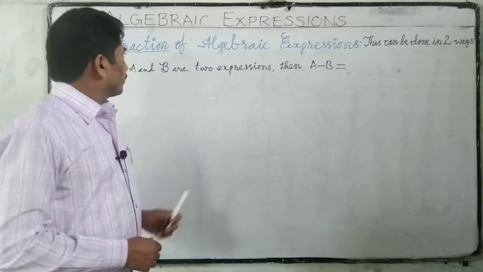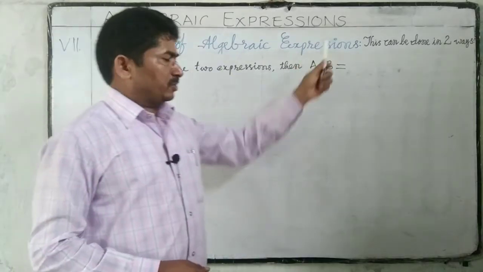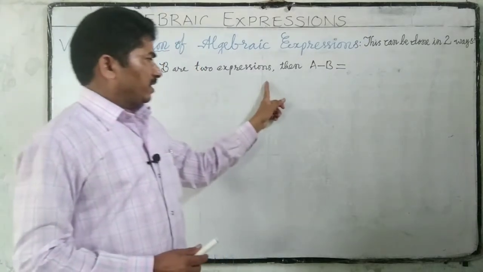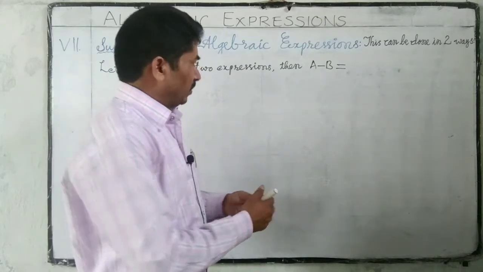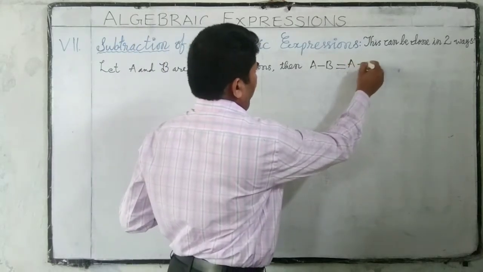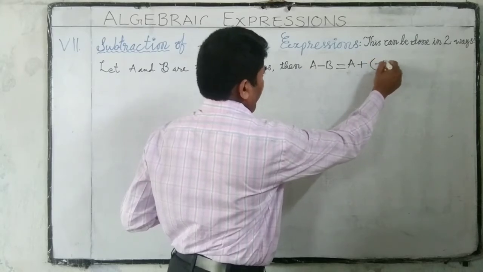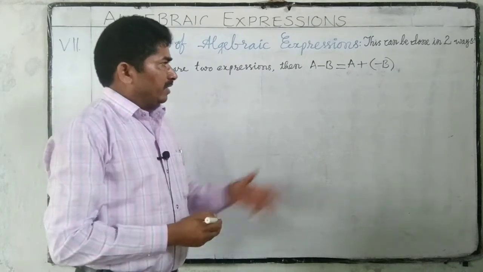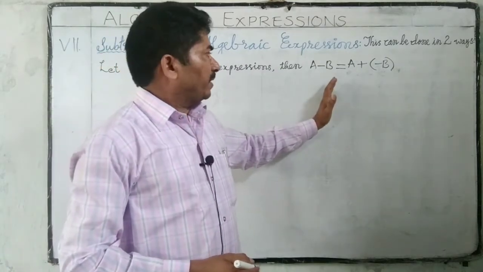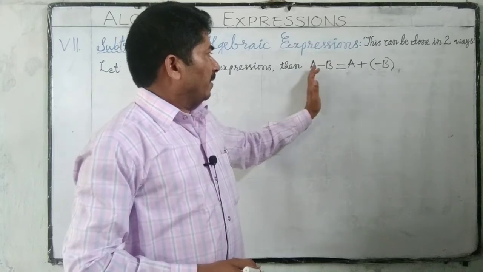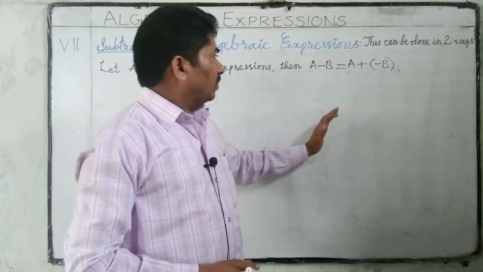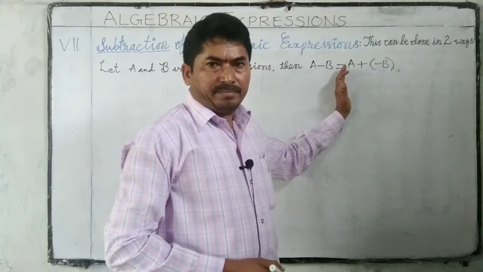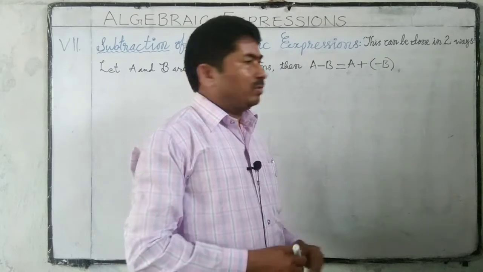To understand subtraction of algebraic expressions, here we have one hint. Let a and b be two expressions, then a minus b is equal to a plus minus b. What we understood: to subtract b from a, we have to add the additive inverse of b. So this we have to understand.